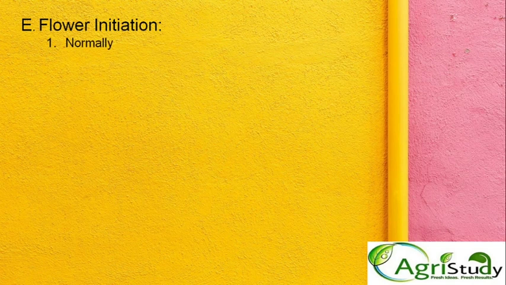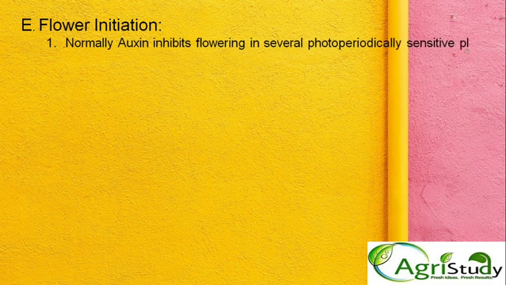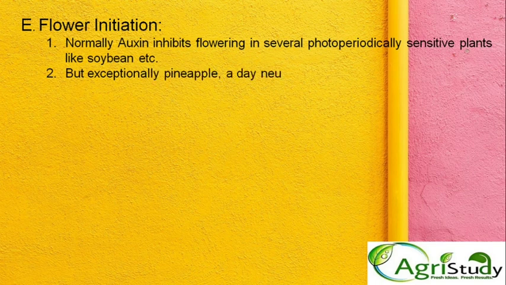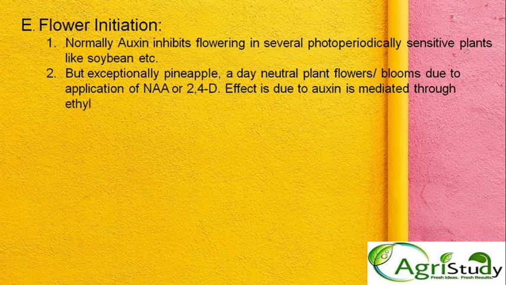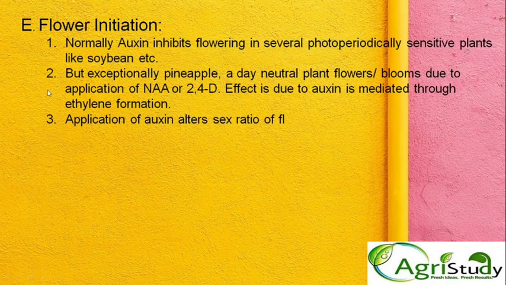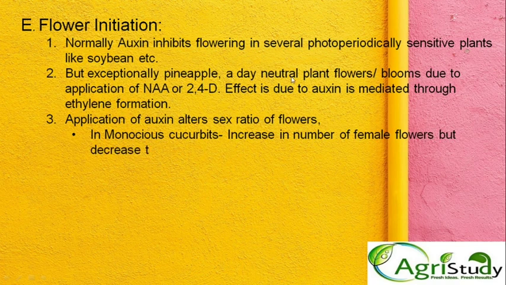The next important function is flower initiation. Normally, friends, auxin inhibits flowering in many plants, many species, but exceptionally in a day neutral plant, that is, in pineapple, auxin induces flowering. They bloom due to the application of NAA or 2,4-D. The effect is due to auxin mediated through ethylene formation. This auxin leads to the formation of ethylene, which leads to flowering.